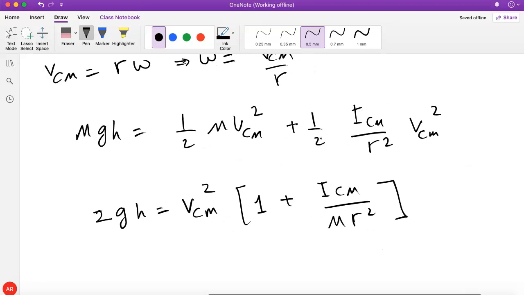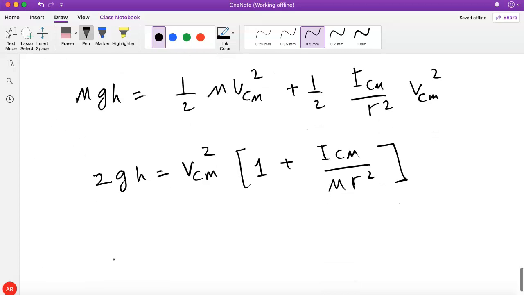Right, so you multiply by 2, this factor of 1/2 goes away, you divide by m, we get m in the denominator, and then the coefficient of VCM squared from here is just ICM divided by mr squared. For this one, we divide by m multiplied by 2, so we get a coefficient of 1. On this side, we divide by m multiplied by 2, we get 2gh.